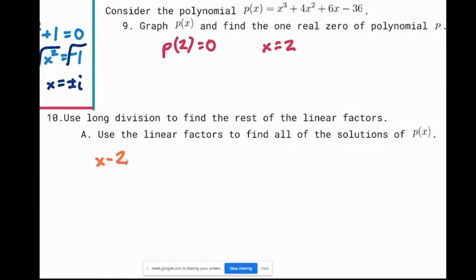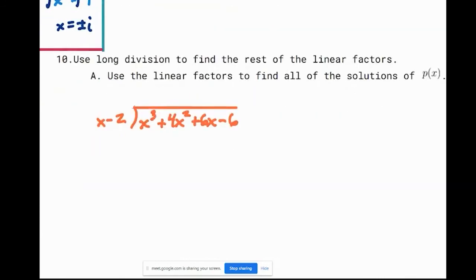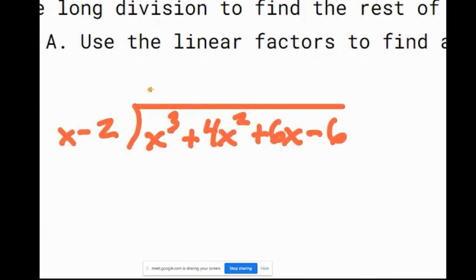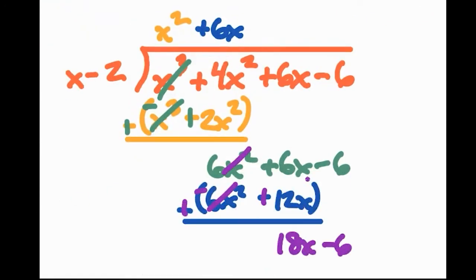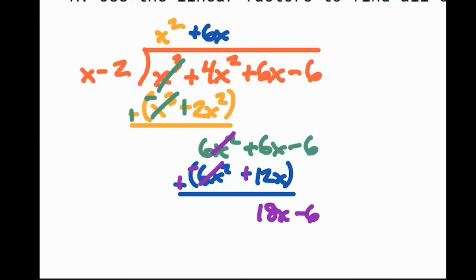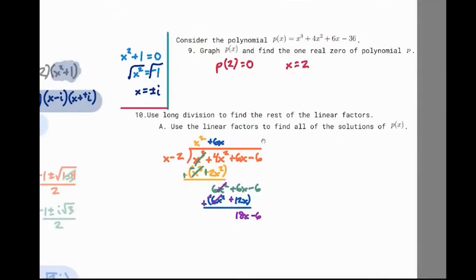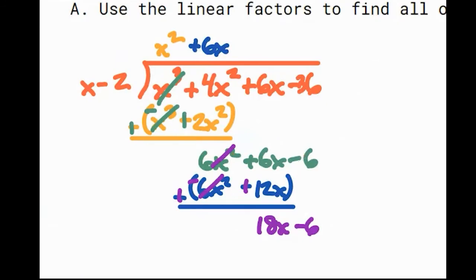Okay, so what I'm going to do is I'm actually going to take that x minus 2, and I'm going to divide p of x by x minus 2. So it's going to be x to the third plus 4x squared plus 6x minus 6. And I'm going to divide this by x minus 2, because then it's going to get us a quadratic equation that we can, again, use quadratic formula to solve and find the other solutions. So I'm going to do this real quick. You notice a little typo here. This should be a 36, not just a 6. Okay, there we go.